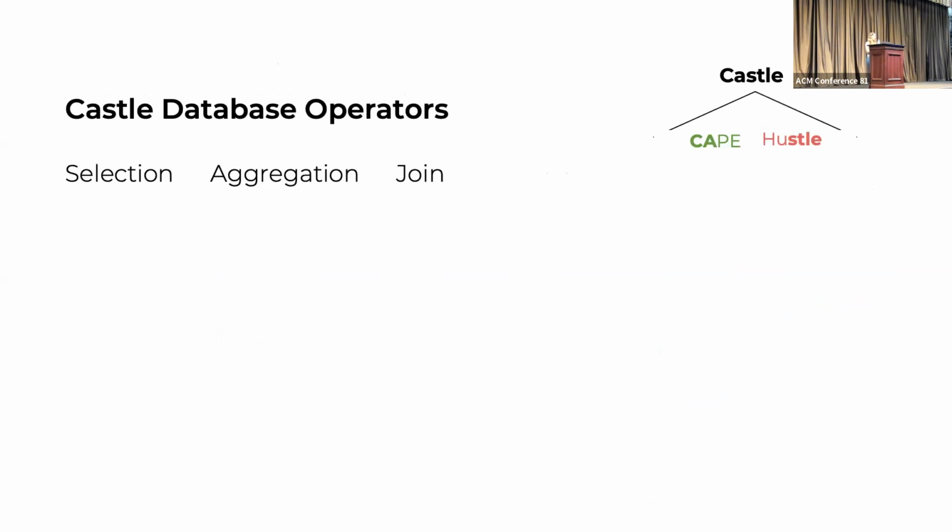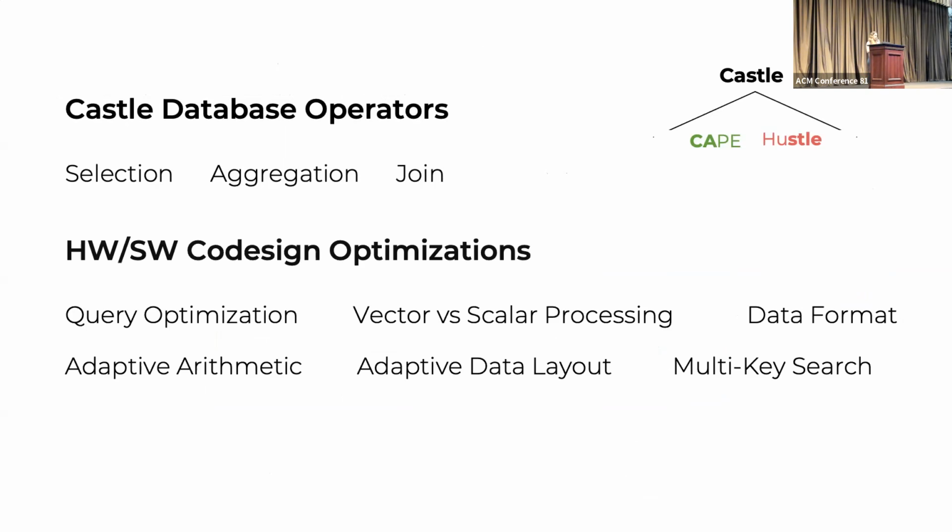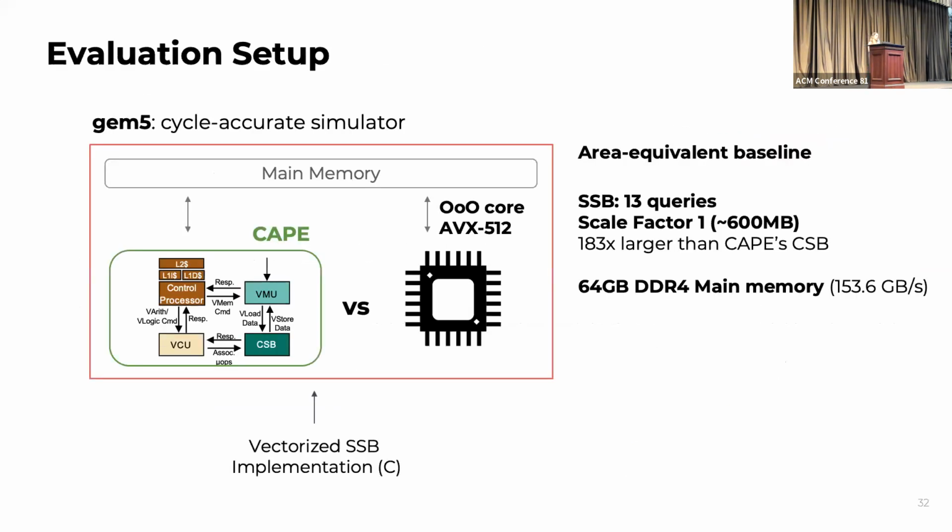So for this work, we have built the main database operators, and we have ported them into CAPE language, which would be RISC-V vector. And we have worked on several software and hardware co-design optimizations. So let me show you a highlight of our results to start with that. Our evaluation setup is based on Gem5, which we extended to model each of the blocks inside of CAPE, as well as our baseline, which is this out-of-order core with AVX512 support. And they are considered comparable in area.